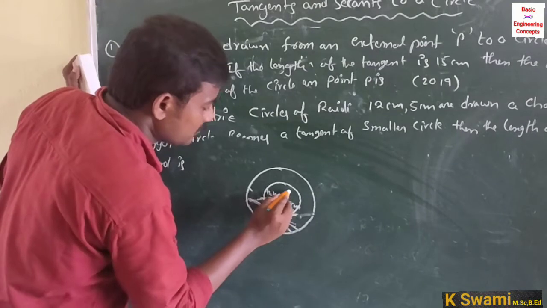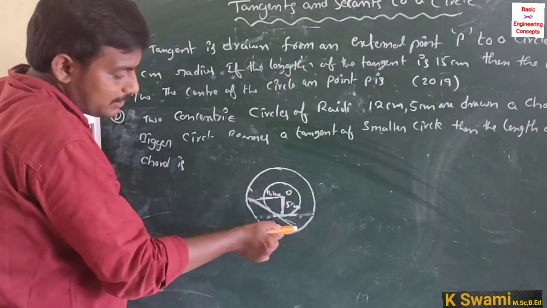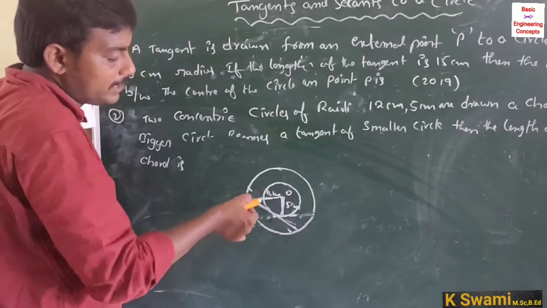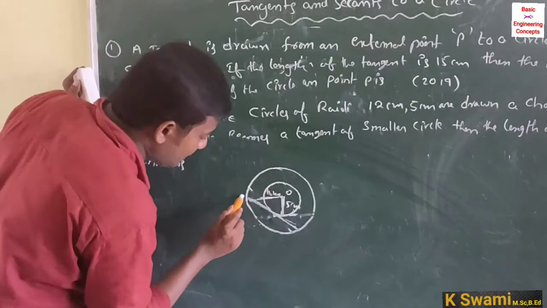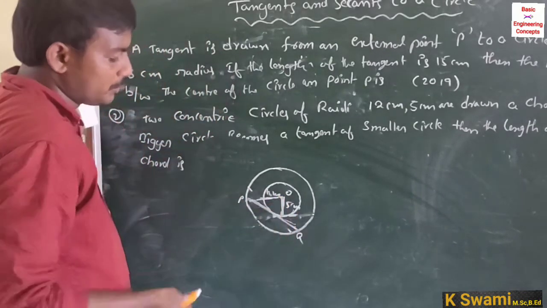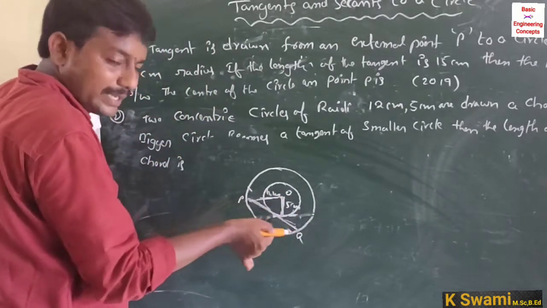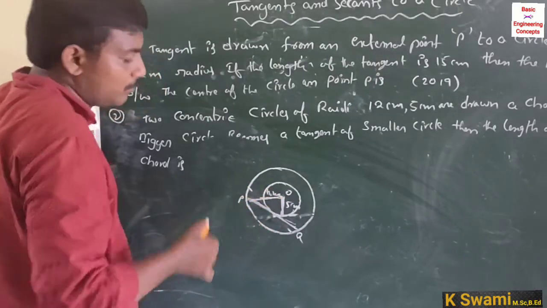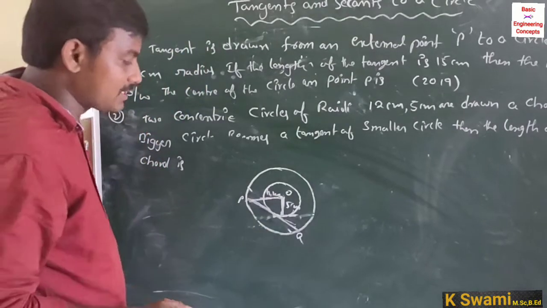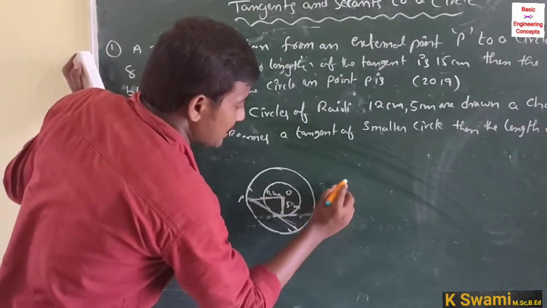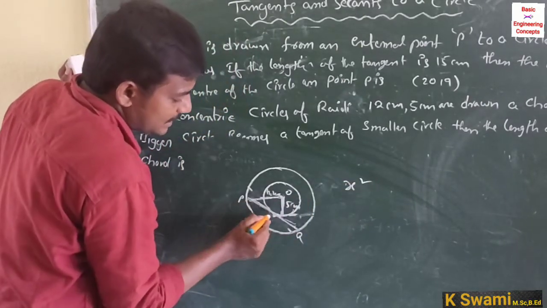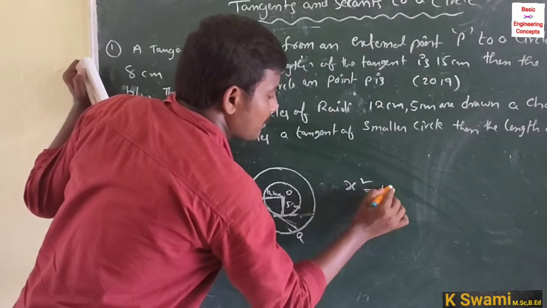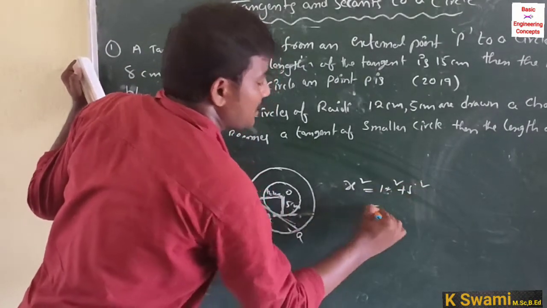Now the length of the tangent or the length of the chord is equal to the hypotenuse of the triangle OPQ. PQ is a chord of the bigger circle and a tangent of the smaller circle, and O is the origin. By the Pythagoras theorem, let the length of the tangent or chord be x. x square is equal to 12 square plus 5 square.